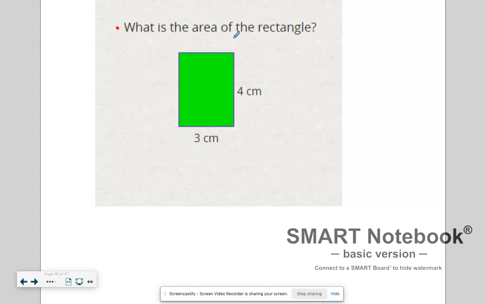So going back to this example, to find the area of this rectangle, if I were to multiply 4 times 3, that would give me 12. Remember, I need square. And then what is your label? It should be centimeters. So that's 12 square centimeters. Remember, area is just the inside. So whatever's green in this rectangle is the area.